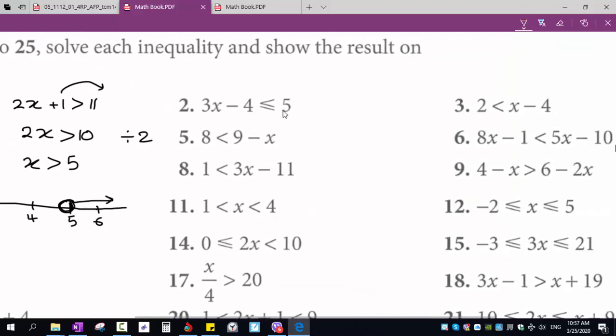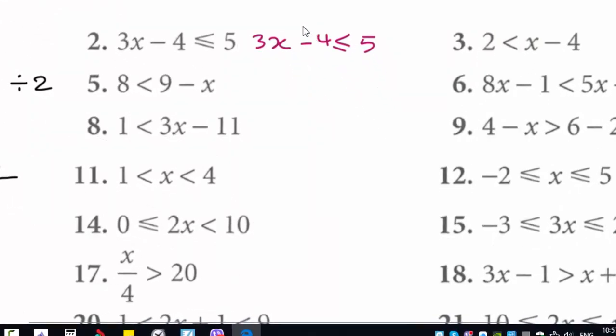To question 2, make sure to take notes while I'm explaining. 3x minus 4 is less than or equal to 5. Firstly, we're going to get rid of this negative 4, so it will be positive when it comes here. 3x is less than or equal to 9, because 4 plus 5 is 9. Then divide both sides by 3. That gives x is less than or equal to 3.